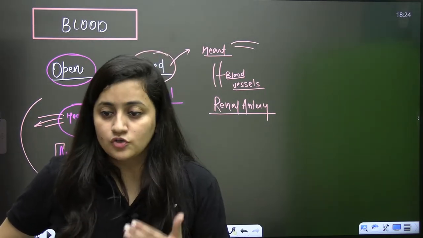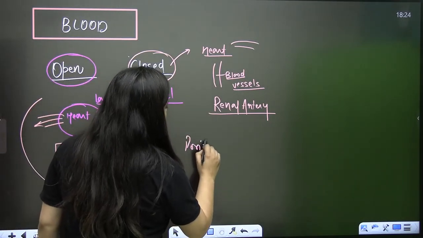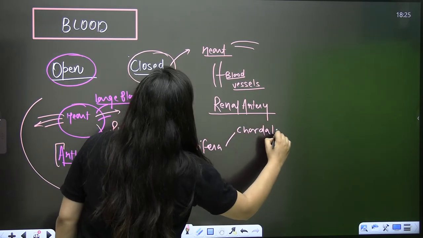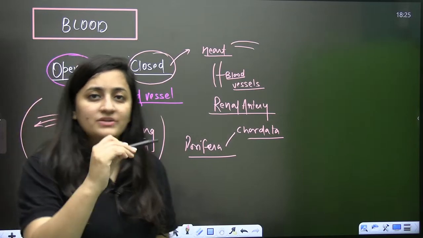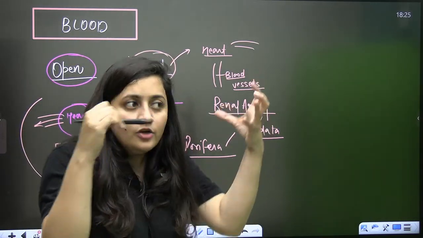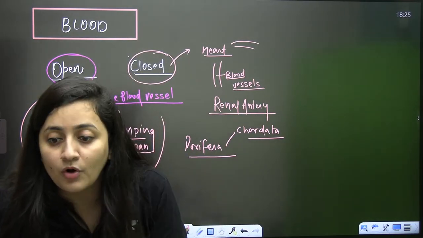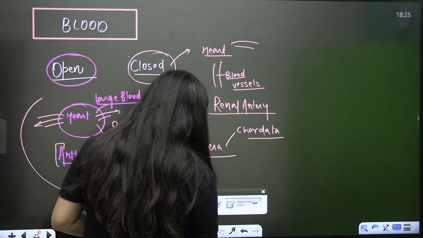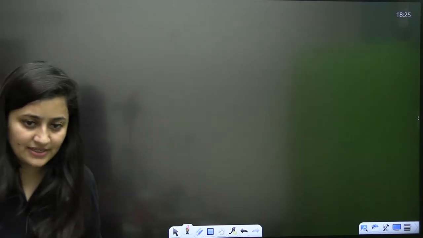So even if you move from the porifera to the chordata, you will see that a proper circulatory system is not there initially, but still an arrangement is there which can circulate the fluid in the body. So it is important. Is that clear? It is just the basic introduction here.